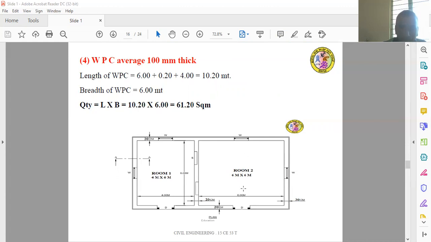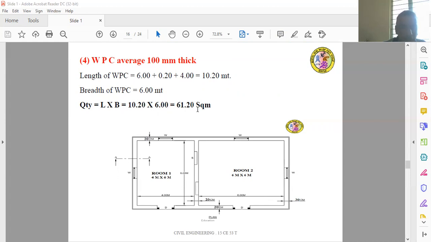You have to measure the vertical direction of 6 meter, from this inner surface of the parapet wall to this inner surface of the parapet wall. Once you get the length and breadth, you can easily find the quantity, which is equal to 61.20 square meter. In this weatherproof course, the thickness is 100 mm. You have to neglect the depth or thickness of the weatherproof course.